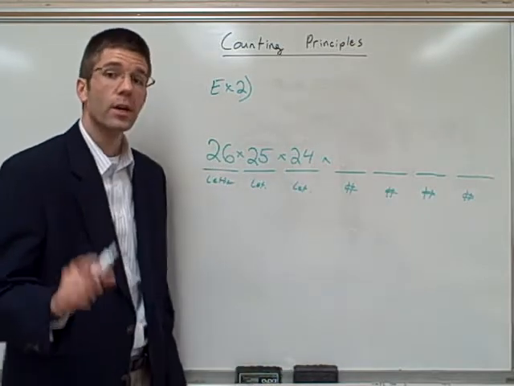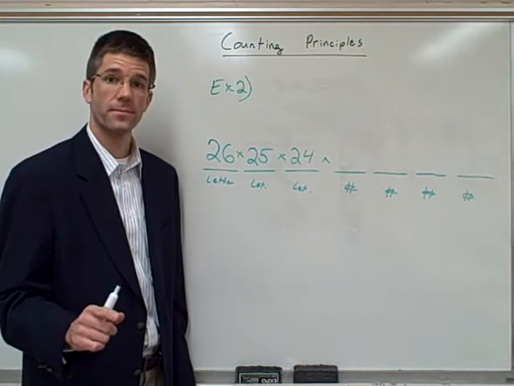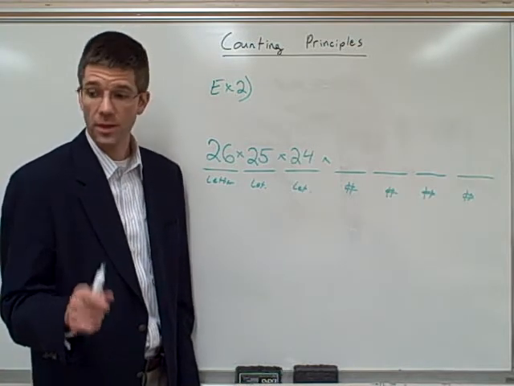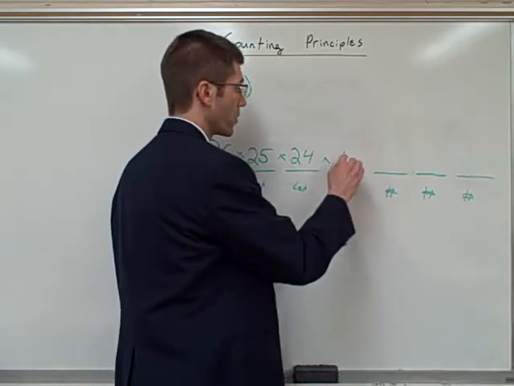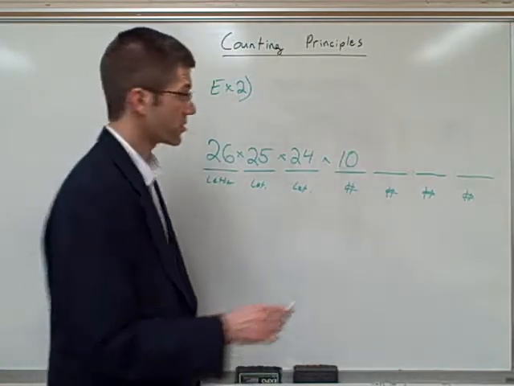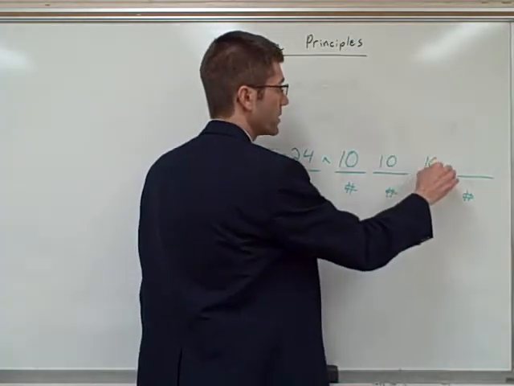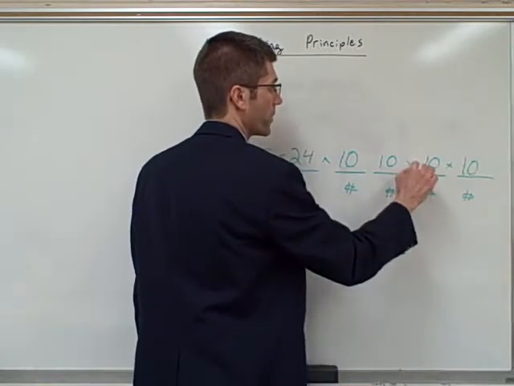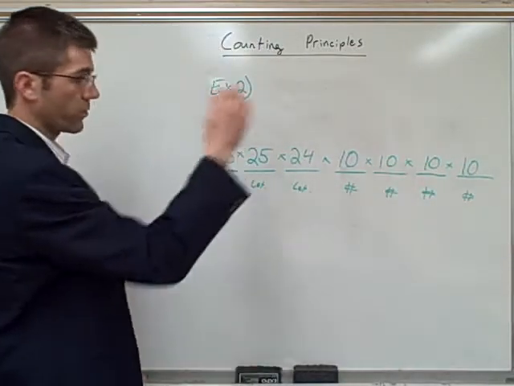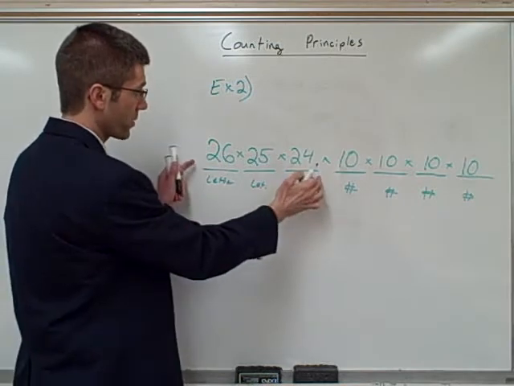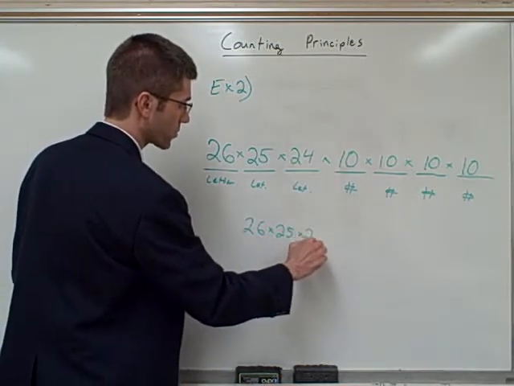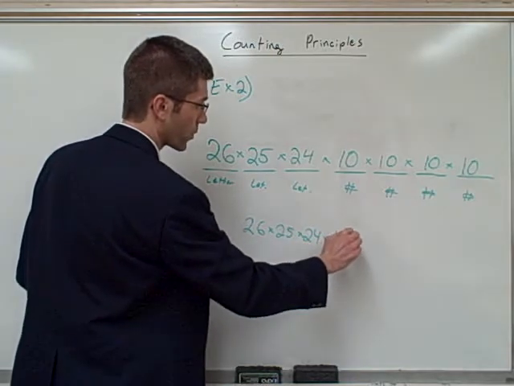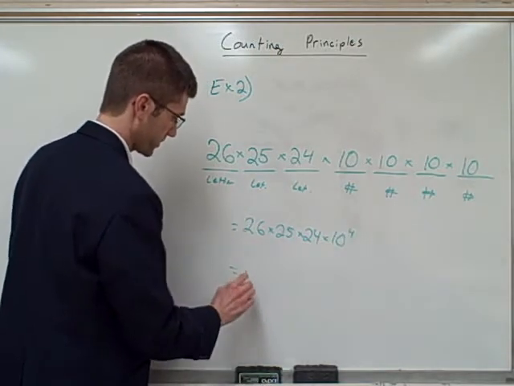Now it said you can't repeat a letter. You can repeat a number. We're going to make the assumption that you can repeat a number. So I have 10 digits I can choose from here, 10 here, 10 here, and 10 here. And we'll figure out what this is. I can't use exponents with this part. So I still have 26 times 25 times 24 times 10 to the 4th, which again is 10,000.